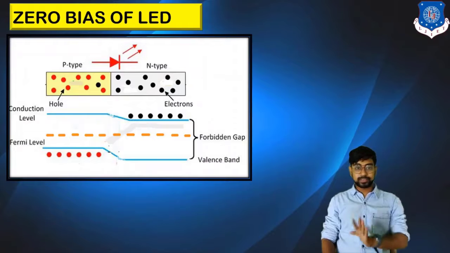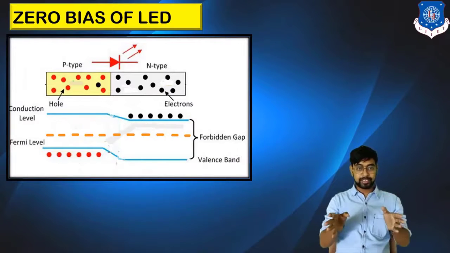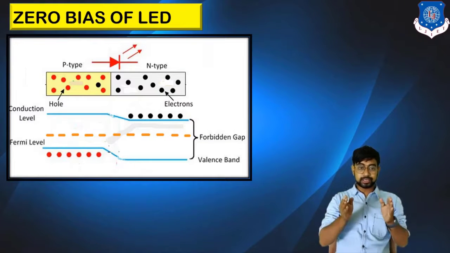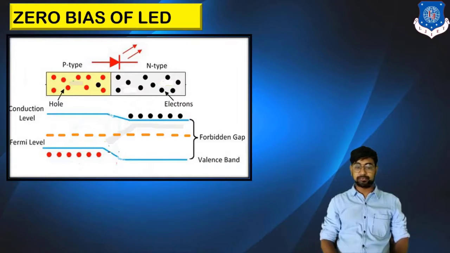So now first we'll go with the zero bias of LED. When it is zero bias, you can see that P type and N type doping is there, majority holes are there, majority electrons are there, and in the energy band diagram you can see that the forbidden gap is there in the middle. When you are not providing any biasing, there is no flow.